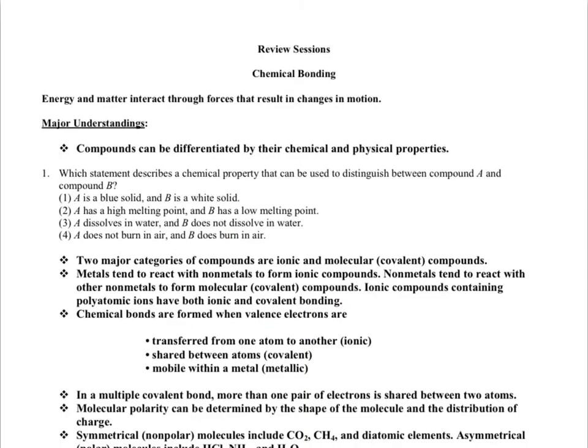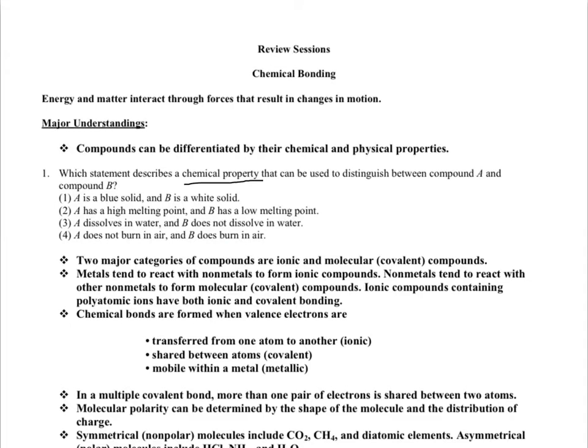So the first question is actually a review from Unit 1, and it asks us to find which describes a chemical property. Now, recall that chemical properties are properties that involve reactions or the changing of a substance from one substance to another, versus physical properties, where the identity of the substance doesn't change. For instance, melting of ice is a physical property, because you begin with solid water and you end with liquid water, but you did not change the identity.